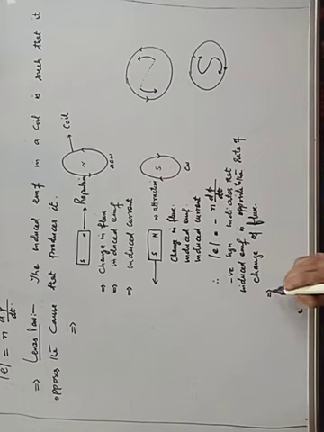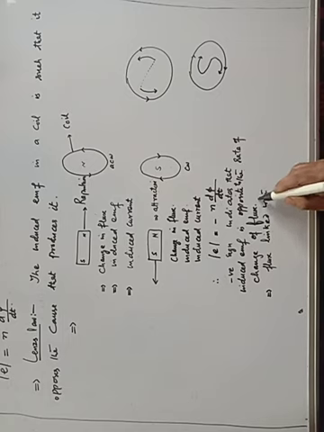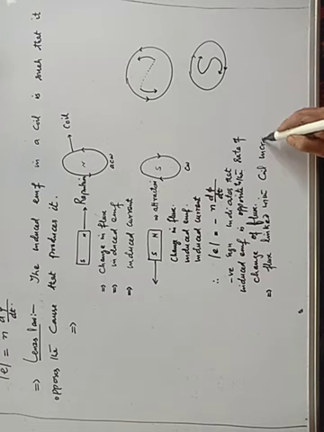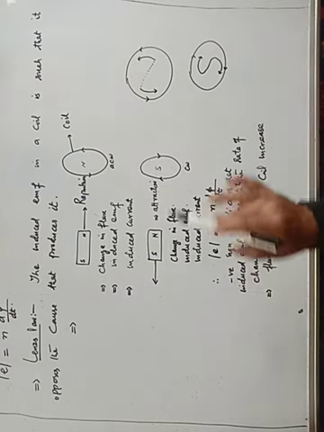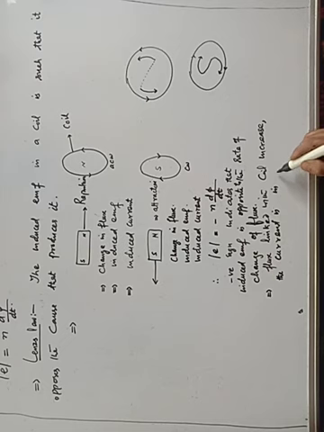So in general we can say when flux linked with the coil increases, increase means when north pole is taken towards, flux linked with the coil increases, the current is in anti-clockwise direction.